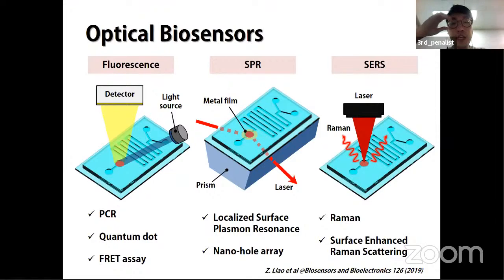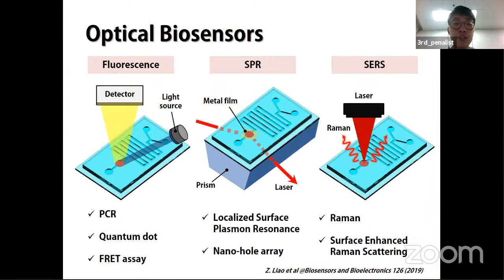Optical biosensors can analyze chemical and biological reactions by measuring light absorption, reflection, fluorescence, and luminescence. Optical biosensors can be classified in three ways. First, fluorescence and luminescence-based biosensors have advantages such as ease of implementation, low detection limit, high selectivity, and lots of chemical fluorescence labels available. Methods for measuring fluorescence include the PCR method using quantum dots and the FRET or SAY method.